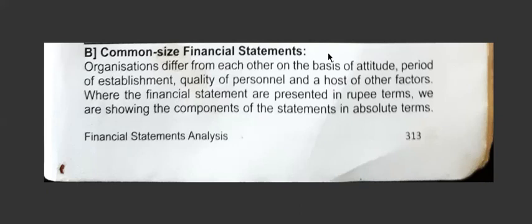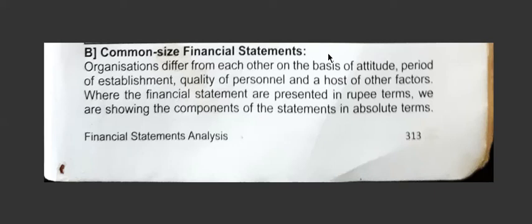Hello students. In financial statement analysis, there were three techniques. The first technique was comparative analysis, comparative statement. The second one is common size. The third one is trend. In the last recorded slide, I explained what is comparative and how to calculate the comparative income statement and balance sheet. Today I will be explaining the common size financial statement.